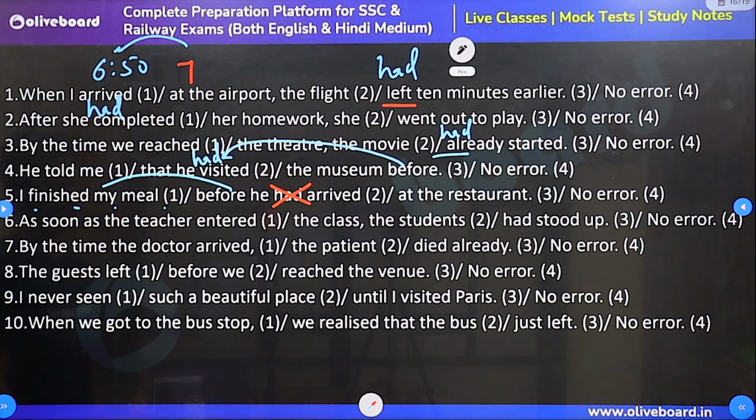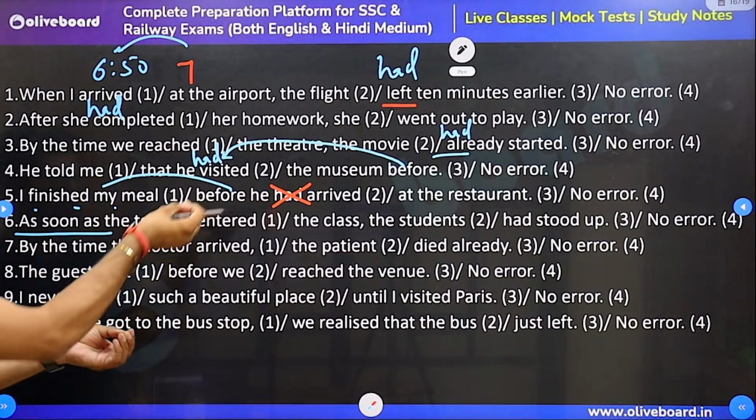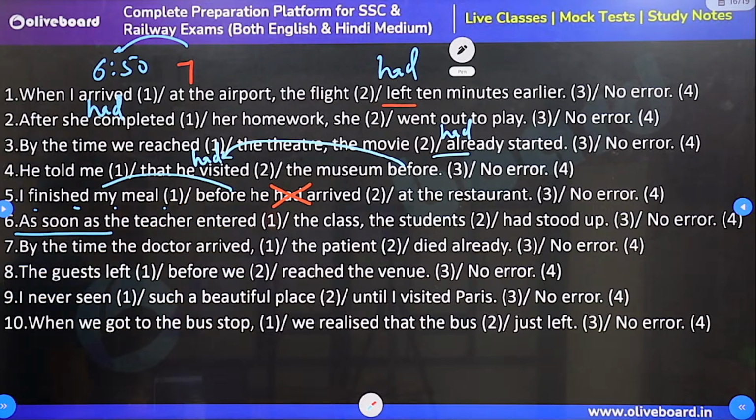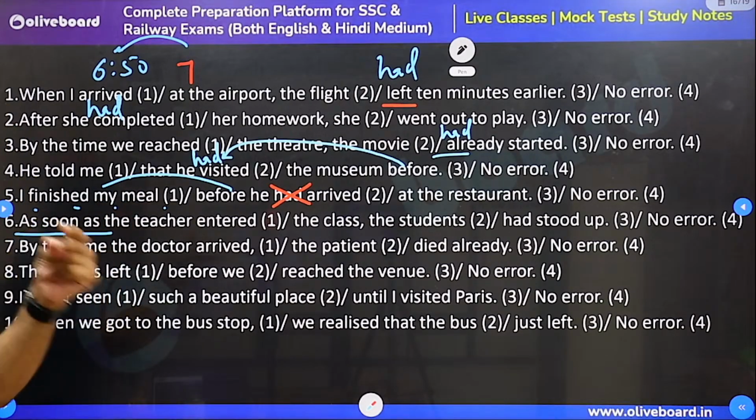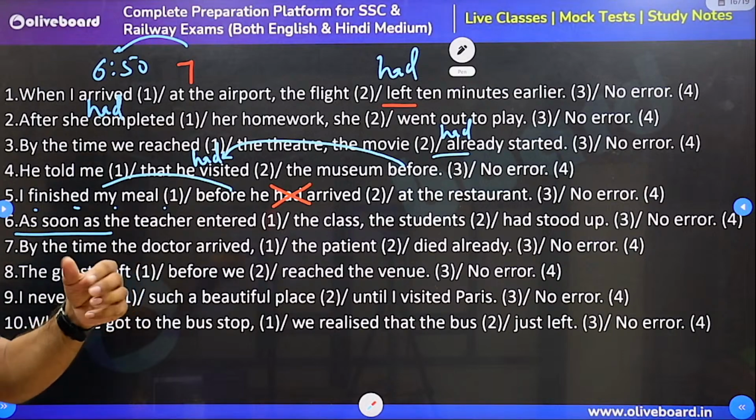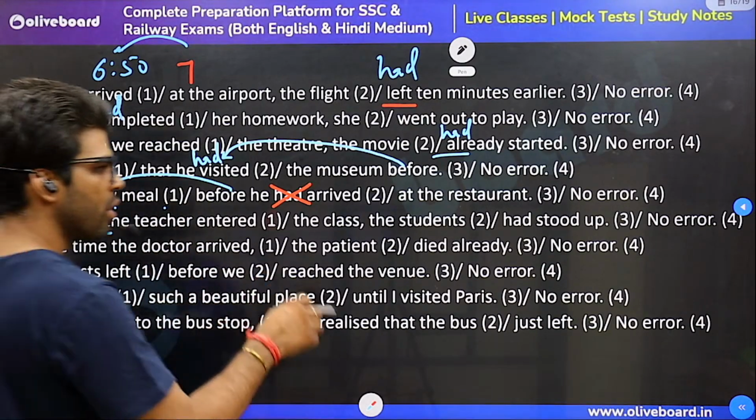As soon as the teacher entered the class, as soon as the moment the teacher entered the class, students had. Great. You can feel this action didn't happen first. Both the actions happened at the same time. As soon as the teacher entered the class, the students stood up.